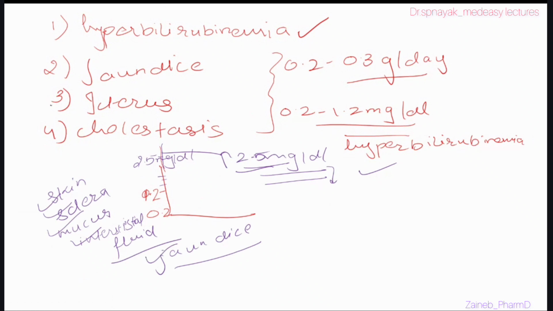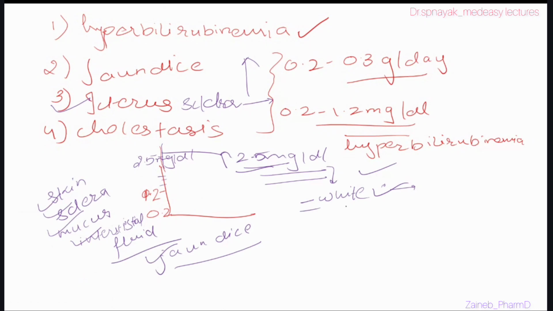Now, what do I mean by icterus? Icterus is the yellow discoloration of the sclera due to hyperbilirubinemia. The sclera very easily becomes the first clinical presentation to appear in a patient having jaundice. Why? First of all, the sclera is white in color, so it becomes very appreciable in presenting the yellow discoloration.